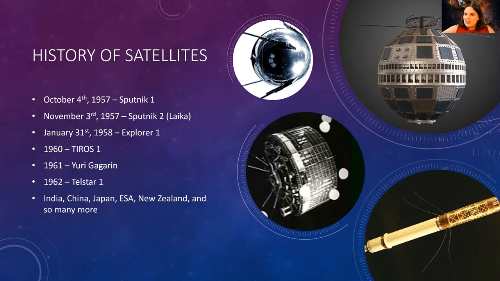But from these concepts of being able to launch different types of satellites and different types of people up into space, it opened the door for other countries to be able to do the same. Today we have India, China, Japan, the European Space Agency, most of the European countries, New Zealand, and several more countries that have launched a satellite into space. So what started off as a fight between two people turned out to be something good because it opened the door for other people to launch information up into space.